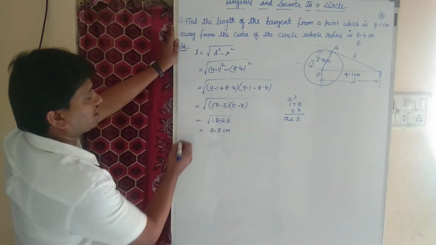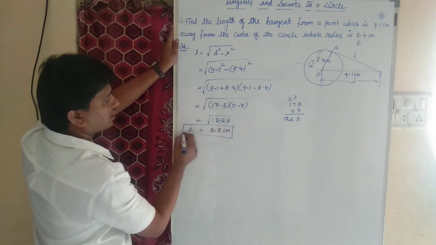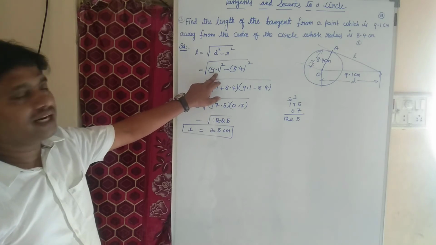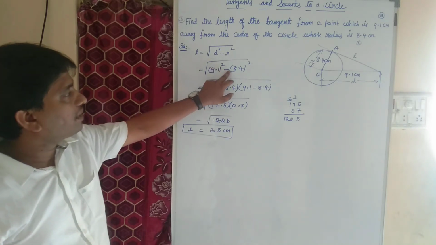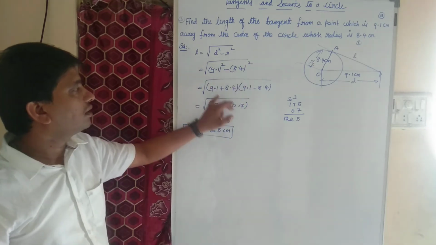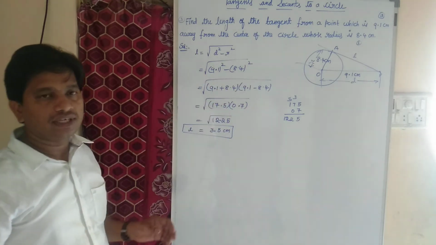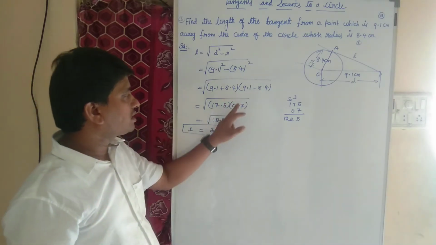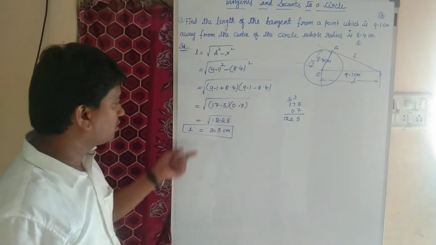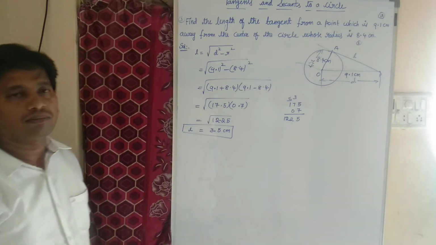So what is the length of the tangent, children? Length of the tangent is 3.5 centimeter. Children, did you understand? You can do it directly also, which is in the form of a square minus b square. A plus b into a minus b. 9.1 plus 8.4, 17.5. 9.1 minus 8.4, 0.7. Let us multiply these two, you will get 12.25. So which is equal to 3.5 centimeter.